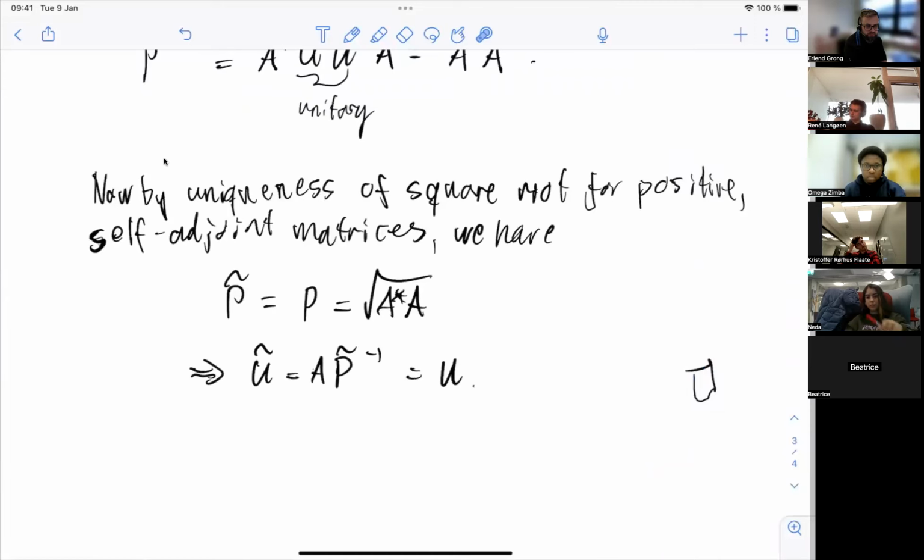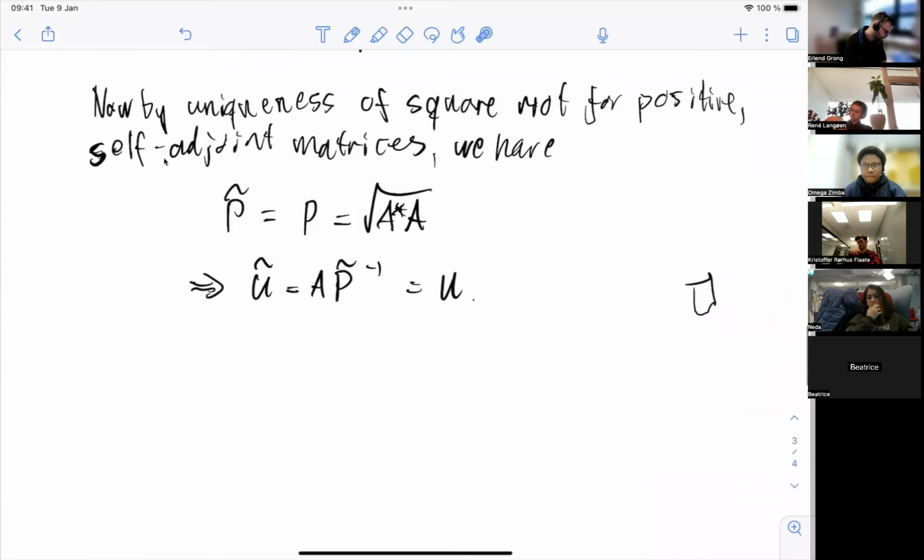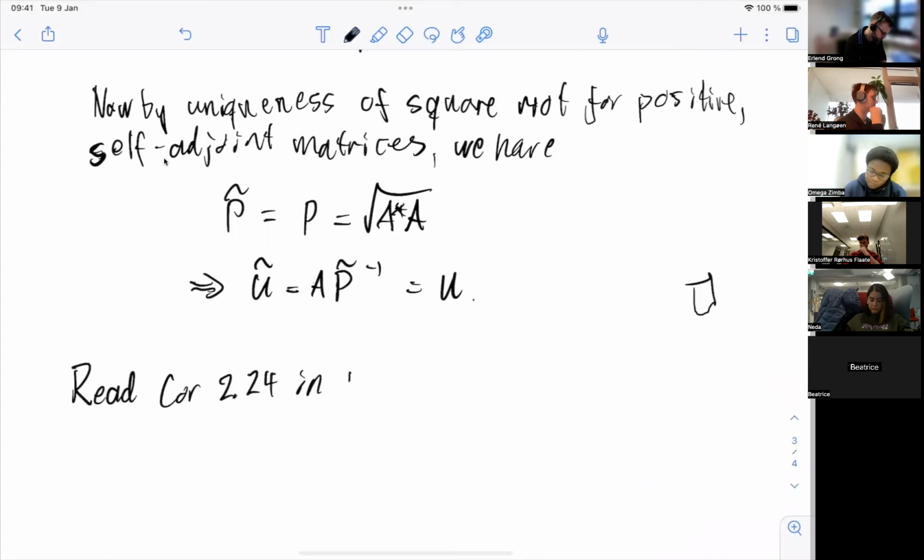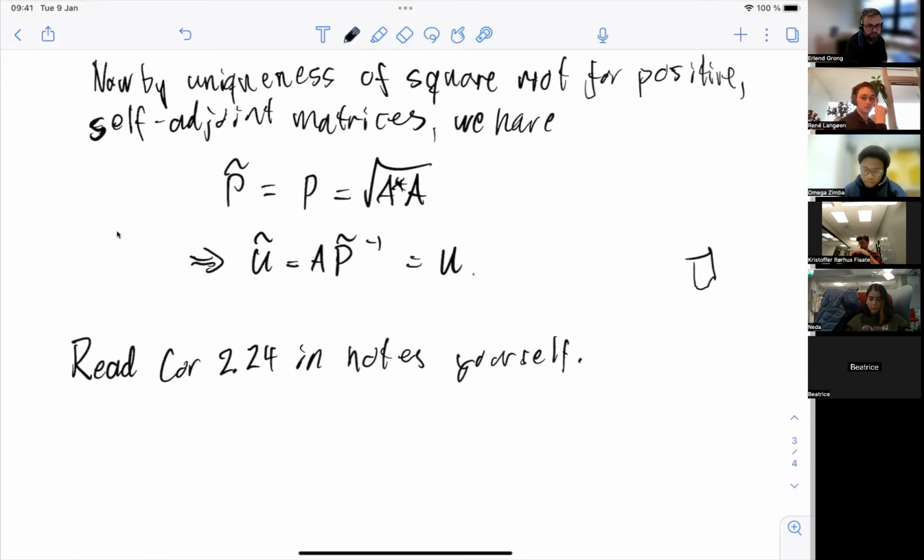So let's see, there are some other results here. But I think I'll skip those because they're not so difficult to understand. Read corollary 224 in the notes yourself. And then I'll continue with the main topic of today, which is Lie algebras.